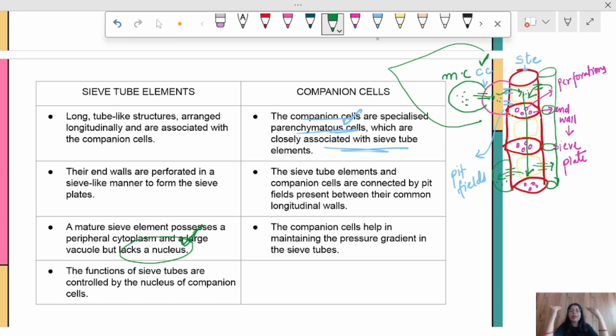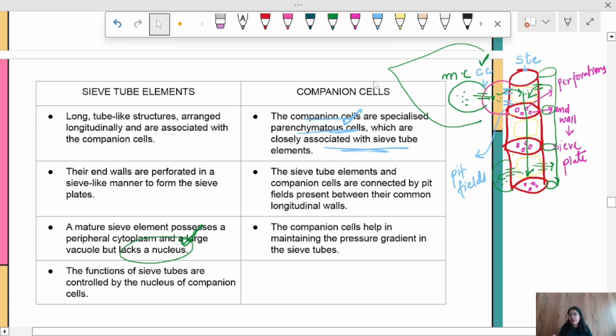You just have to remember the points, right? Which cell is not having a nucleus, and which cell is actually maintaining the pressure gradient inside? All these points you have to remember. Sieve tube element is a living cell. Companion cell is a living cell. Companion cell is always associated closely with the sieve tube element. It is responsible for building the pressure gradient in the sieve tube element by filling it with the solute which is synthesized in the leaf, right? This is what you have to learn.